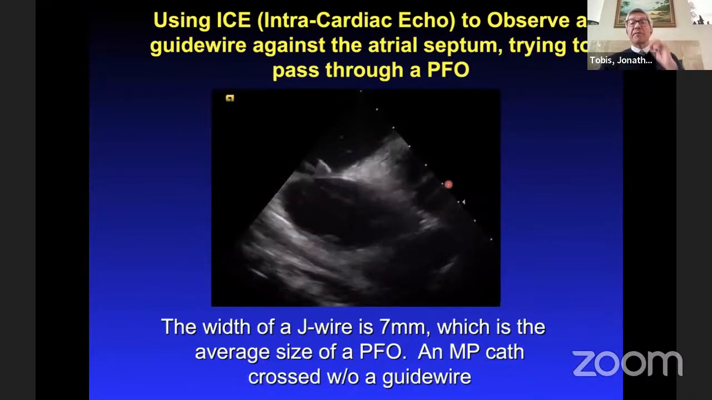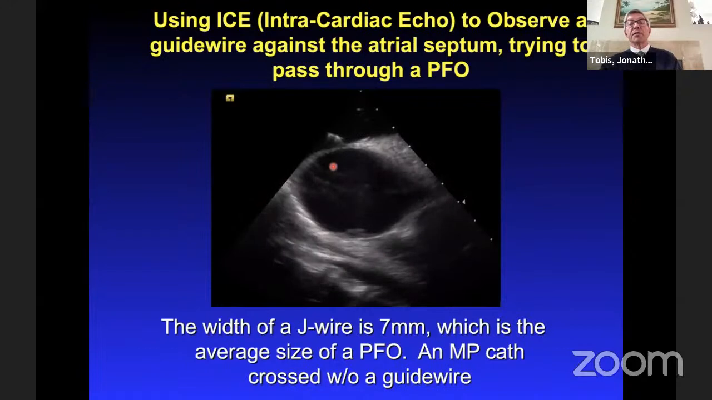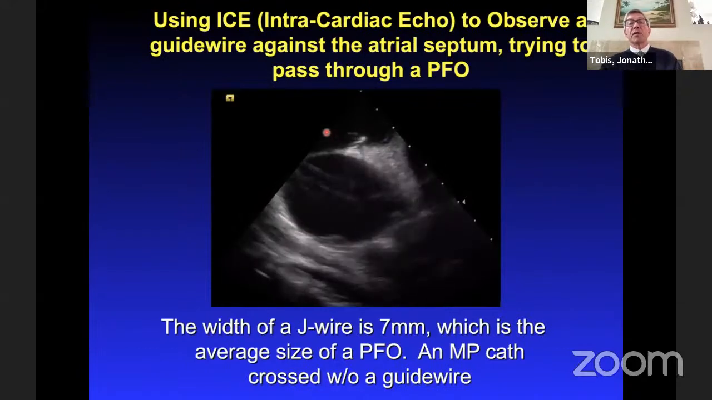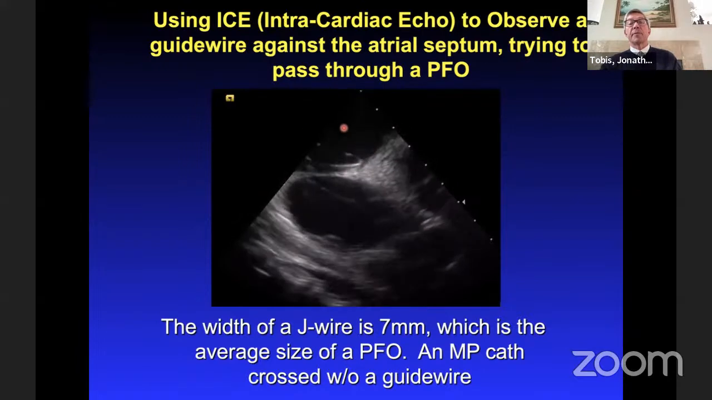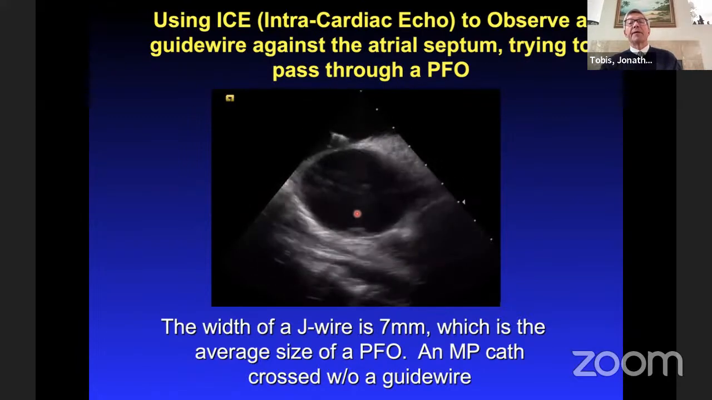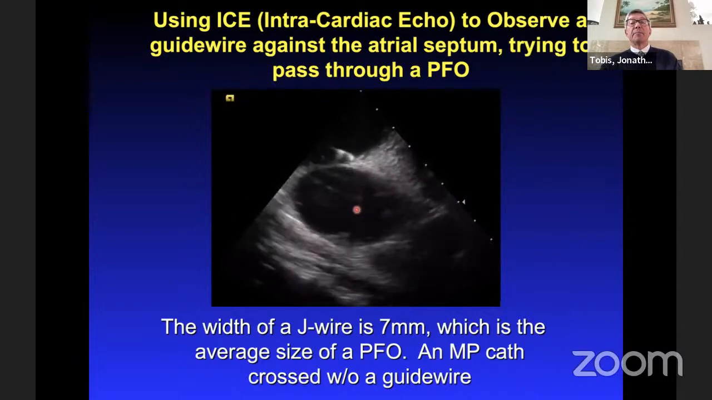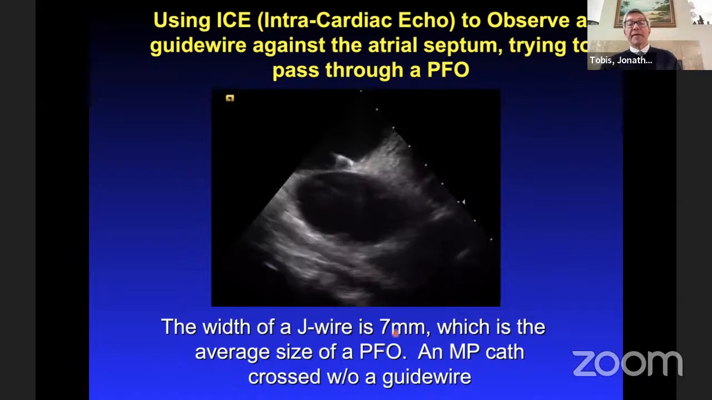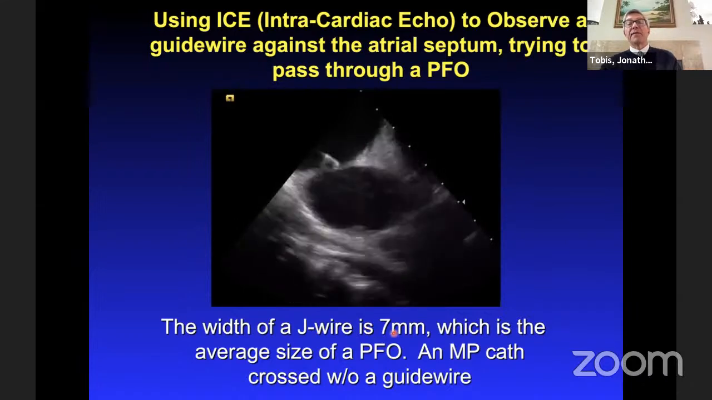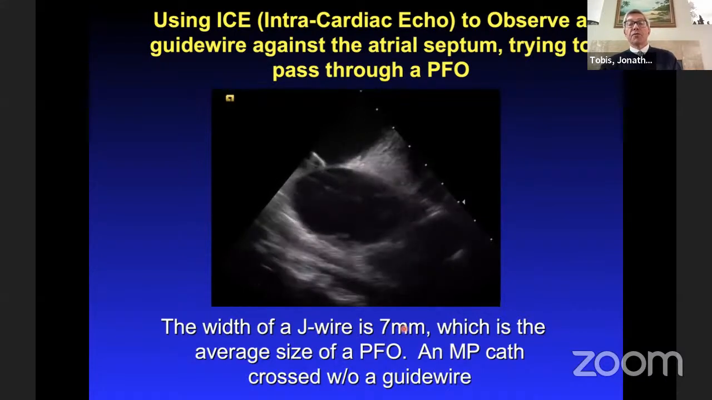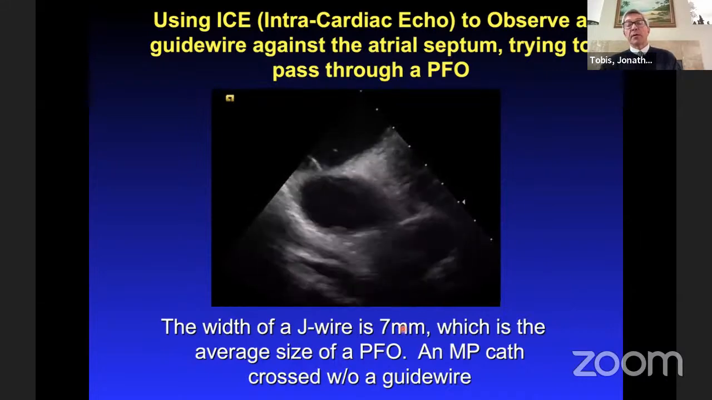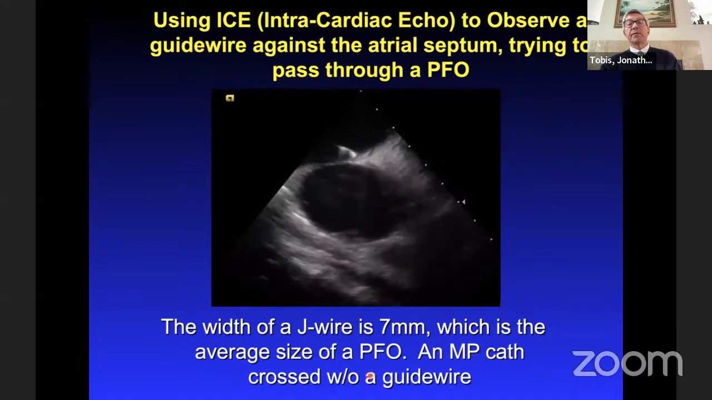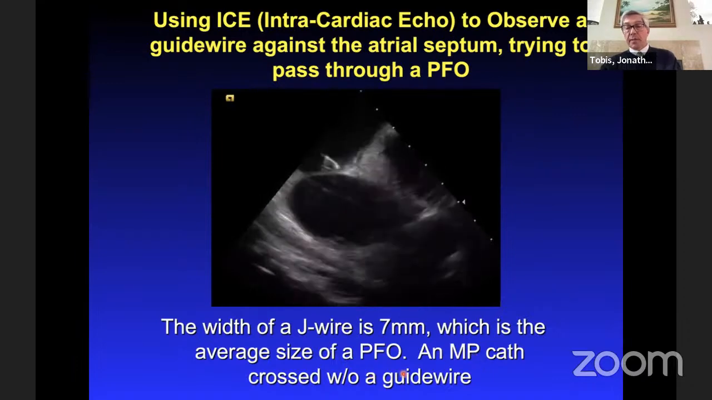The smaller PFOs are harder to cross. So here's a J guide wire riding up against the septum. This is intracardiac echo. So the right atrium is up here and the left atrium is down here. This patient had a positive shunt, had a PFO, but the J-wire diameter is wider than some of the PFOs. So if you can't cross with a J-wire, you either use a straight wire, or I just use a multi-purpose catheter and cross it with the catheter itself.